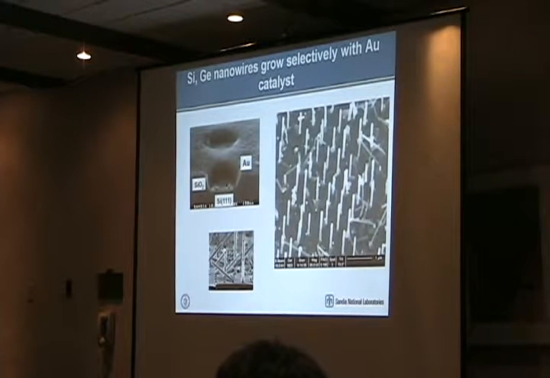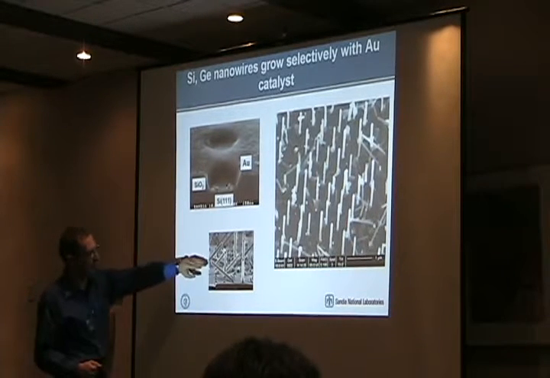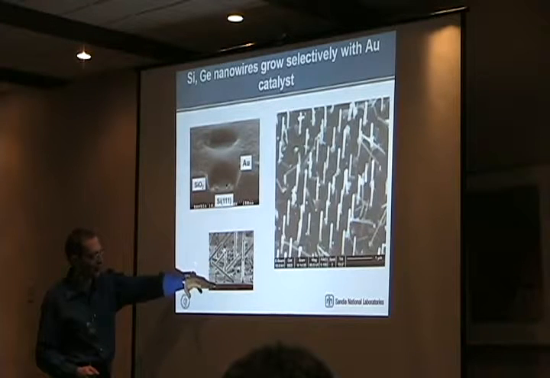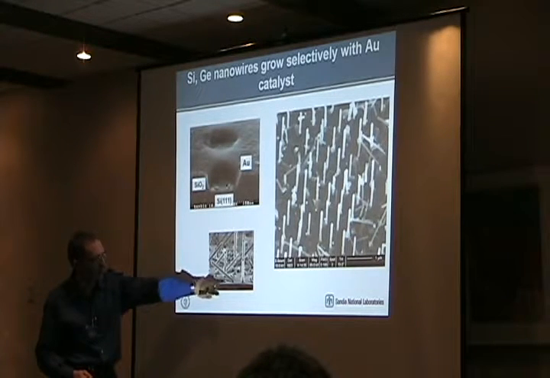And we see similar behavior with silicon and germanium nanowires. In this case, the germanium nanowires were grown on 100 silicon, but here you see the catalyst.